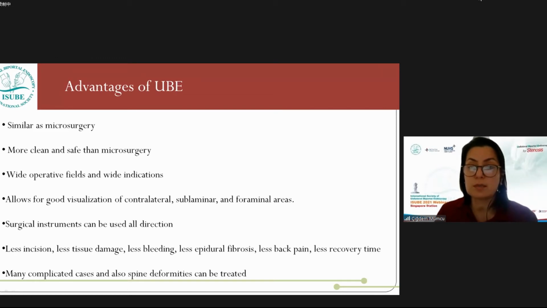Moreover, UBE has many advantages such as protection of the musculoligamentous complex, a smaller incision, less postoperative back pain, and short hospitalization. Another advantage is that UBE causes less postoperative morbidity by reducing the incidence of epidural fibrosis. Furthermore, many complicated cases and also spine deformities can be treated with UBE.